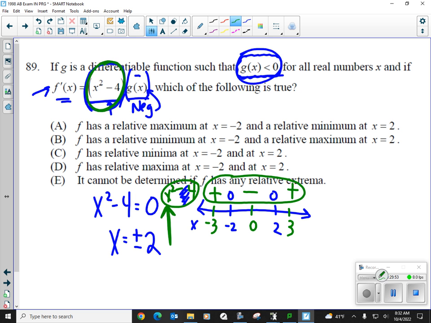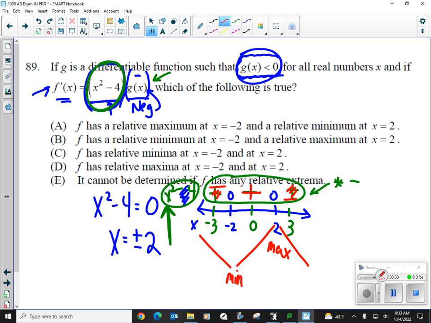Keep in mind, I'm multiplying it times a negative. So I'm going to multiply all these by a negative, which means it's going to flip all these signs. This will turn negative, this will turn positive, this will be negative. Okay? So my slope goes down, my slope goes up, then my slope comes down. So we have a minimum here, and we have a maximum here. Okay? This is all the information we have on that first derivative that's given to us in the problem.